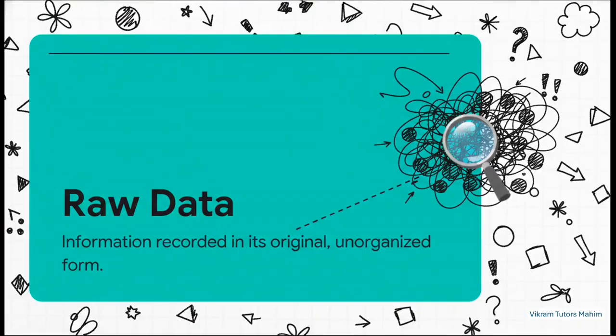So first things first, what are we even looking at? This messy, unorganized pile of information? That's what we call raw data. It's the starting point. Think of it as the ingredients before you start cooking. Not very useful on its own.